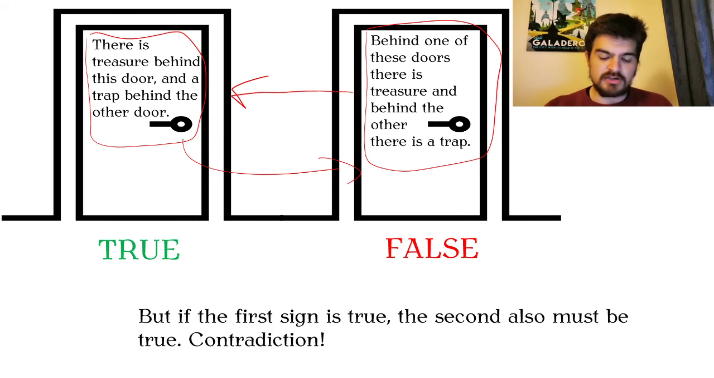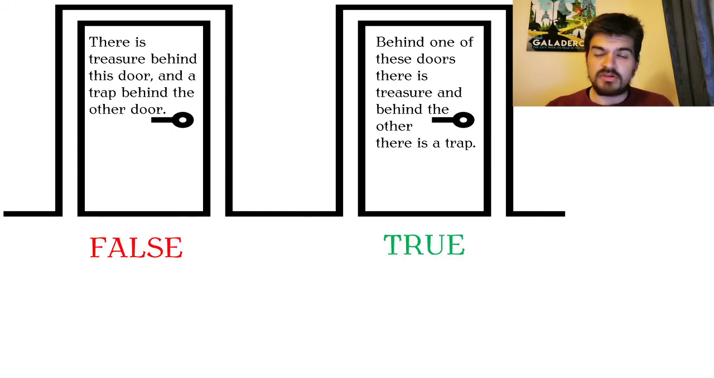If the first sign is true, the second also must be true, because if there's treasure behind this door and a trap behind this door, that means that behind one of them there's a treasure and behind one of them there's a trap. So if this one's true, then this one also must be true. It's not possible for this one to be true and this one to be false. So this doesn't work. Sometimes we draw a lightning bolt that says it doesn't work. So we need to move on and consider the other possibility.